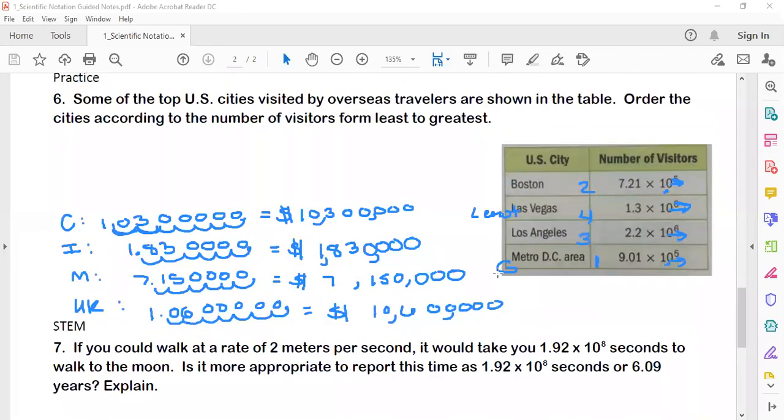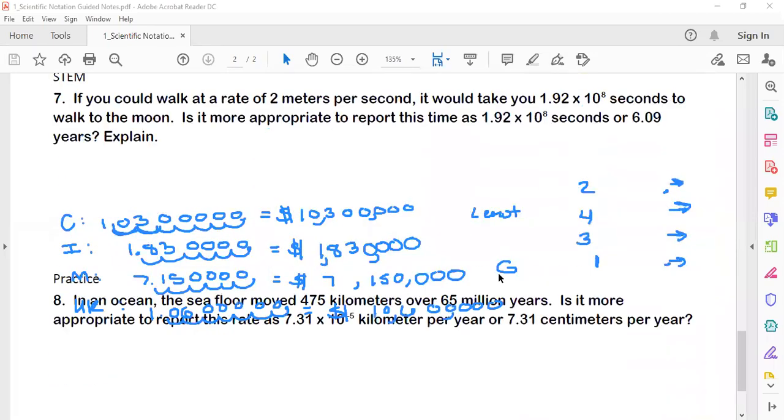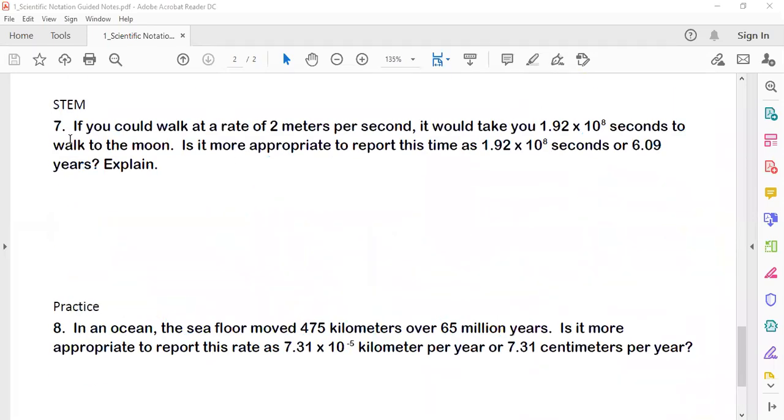All right, I'm going to let you do number 6 by yourself. Number 7, 7's super duper easy. If you could walk at a rate of 2 meters per second, it would take you 1.92 times 10 to the 8th seconds to walk to the moon. Is it more appropriate to report this time as 1.92 times 10 to the 8th seconds or 6.09 years? Which one do you guys think would be a better option here? And your reasoning is what matters here. What do you think would be your reasoning?